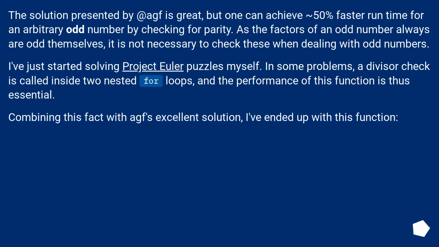The solution presented by @agf is great, but one can achieve 50% faster runtime for an arbitrary odd number by checking for parity. As the factors of an odd number always are odd themselves, it is not necessary to check these when dealing with odd numbers. I've just started solving Project Euler puzzles myself. In some problems, a divisor check is called inside two nested for loops, and the performance of this function is thus essential. Combining this fact with agf's excellent solution, I've ended up with this function.